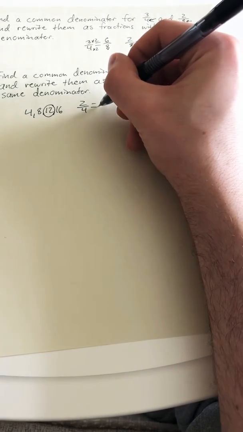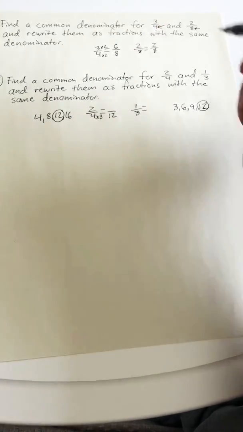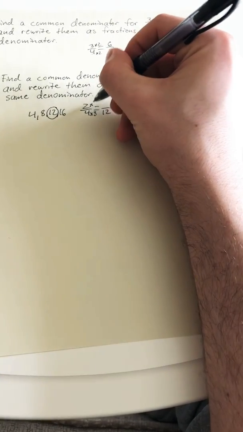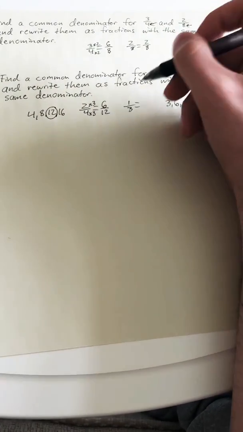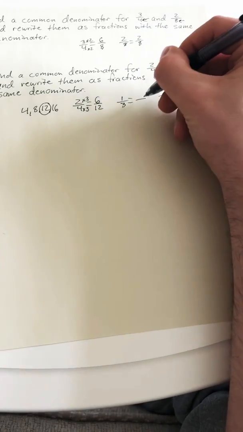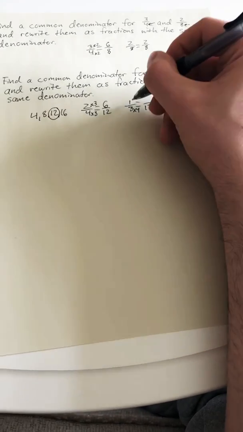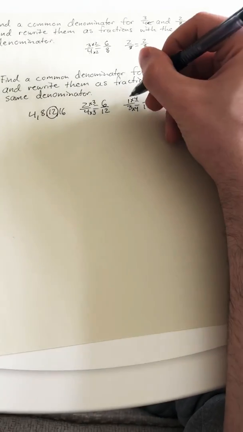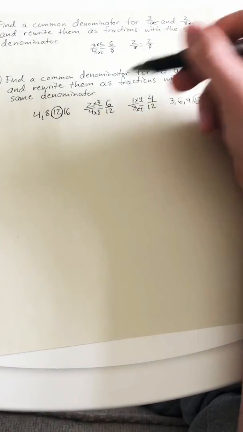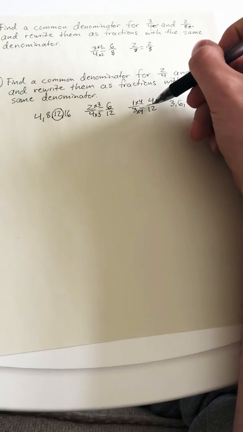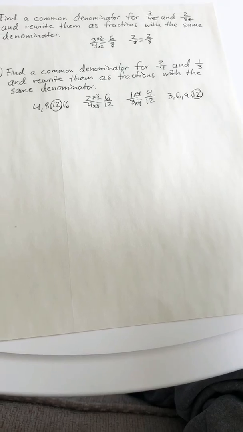So if I use 12 as a common denominator for 2/4, well, I'm multiplying by 3 on the bottom to get to 12. So I have to do the same thing on the top. So 2 times 3 is 6. And then for 1/3, if I'm trying to get to a 12 on the bottom, that means I have to multiply 3 by 4. I have to do the same thing on the top. So I get 4/12 over here for 1/3. So 6/12 is equivalent to 2/4, and 4/12 is equivalent to 1/3, and those are the two fractions with common denominators.